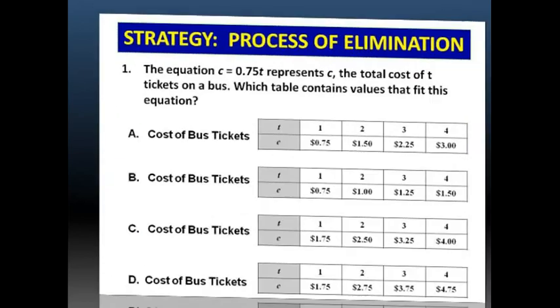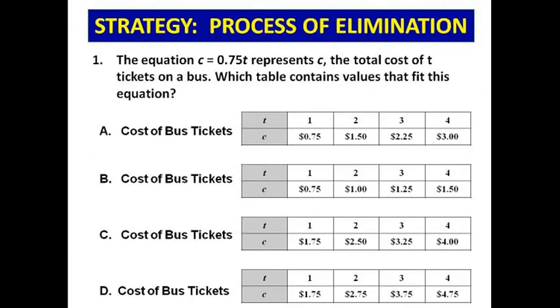Go with some more math TAKS testing strategies. Still working on process of elimination here. I've got another problem for you, so let's take a look at this one. Okay, in this problem right here, it says the equation C equals 0.75T represents C, the total cost of T tickets on a bus. Which table contains the values that fits this equation?